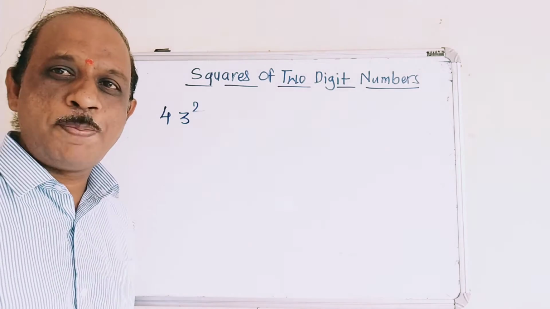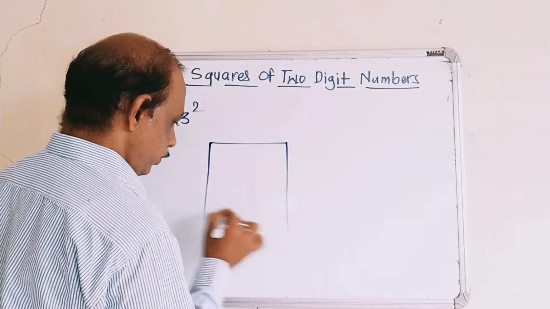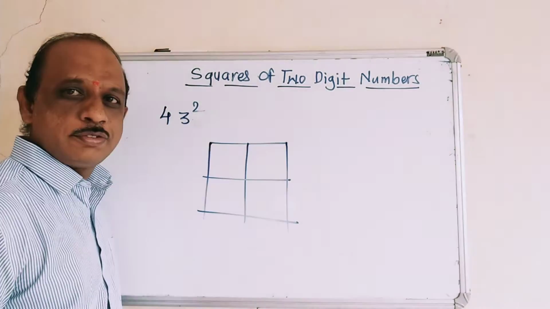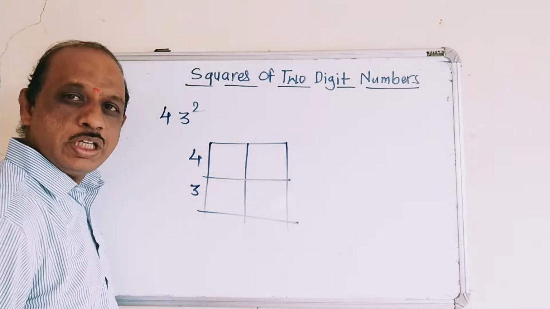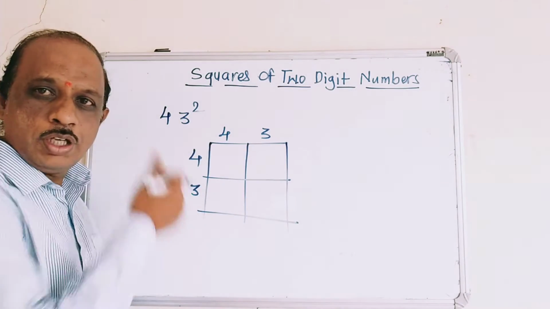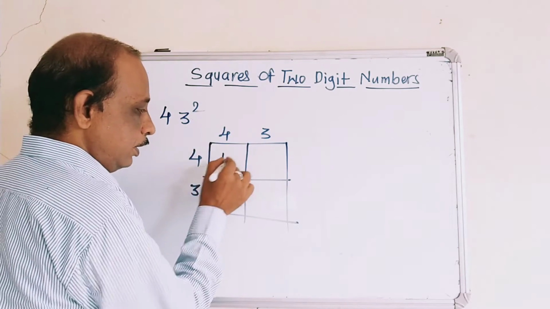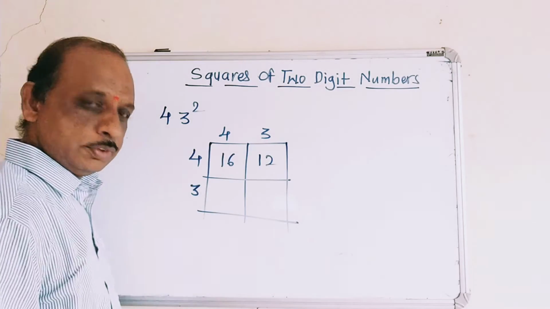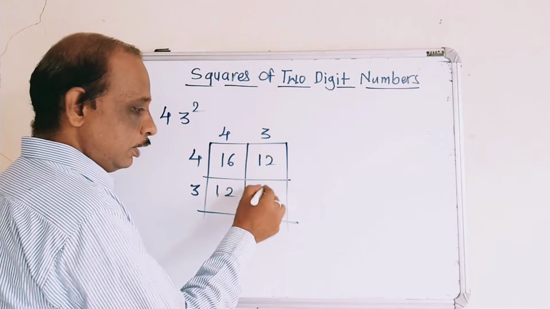Suppose we have to find out the square of 43. Now to find out the square of 43, we have to make 4 squares like this. Now write 4 here, 3 here, vertically. Horizontally also you have to write 4 and 3. Now multiply this 4 with this 4 and 3, that is 4 into 4 you will get 16 right here. 4 into 3 you will get 12 right here. Then 3 into 4 you will get 12 right here, and 3 into 3, 9 you will get.